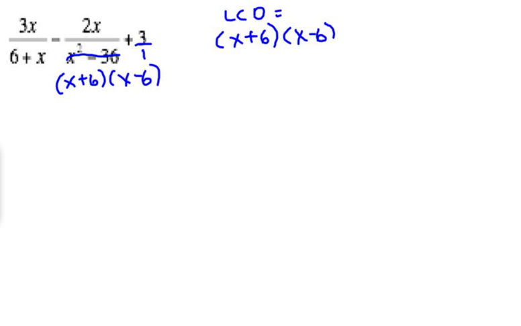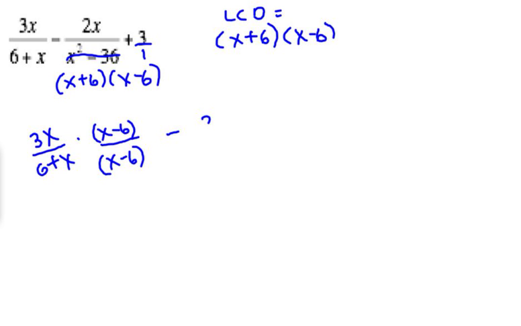So now I have to build each of these three fractions to have that denominator, looking for what is missing from my current denominator, and then multiplying the top and bottom by that value so that I can build my numerator and denominator, of course. So what's missing on the 6 plus x from my LCD is the x minus 6. So I have 3x over 6 plus x times x minus 6, x minus 6 over x minus 6. Move on to the next term.